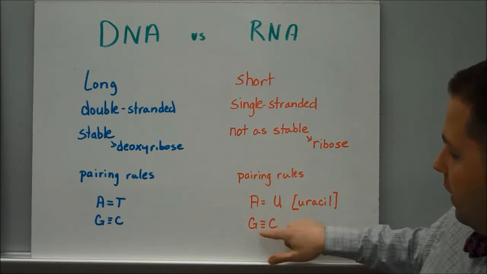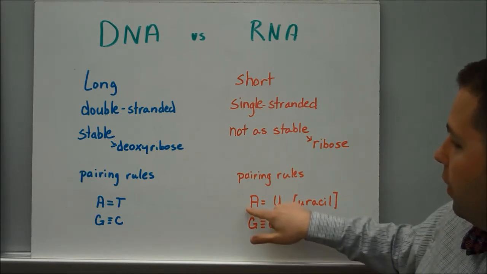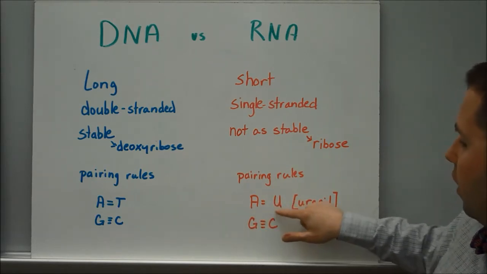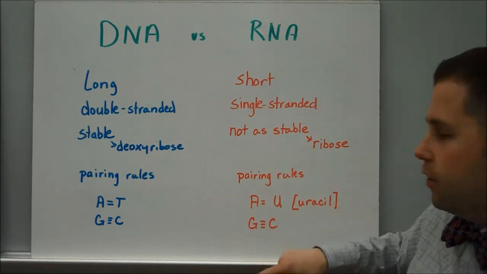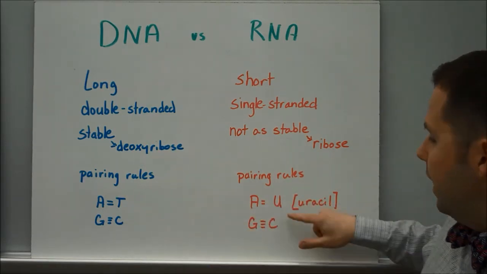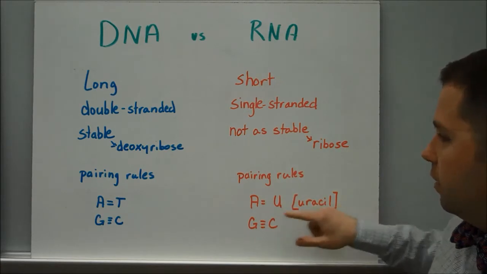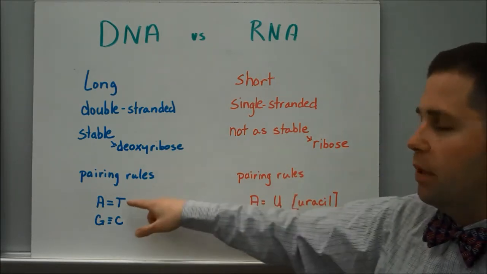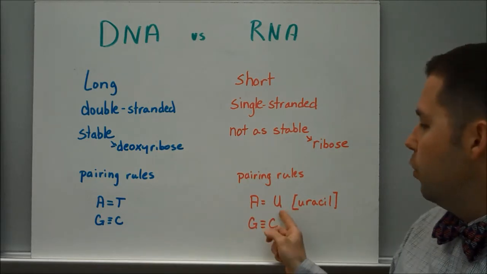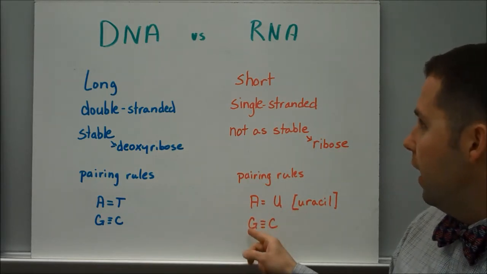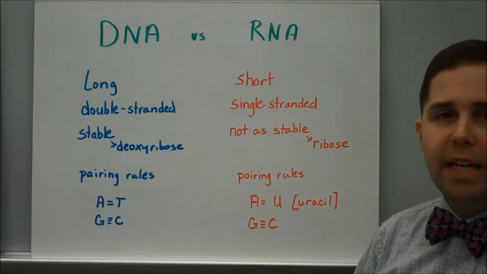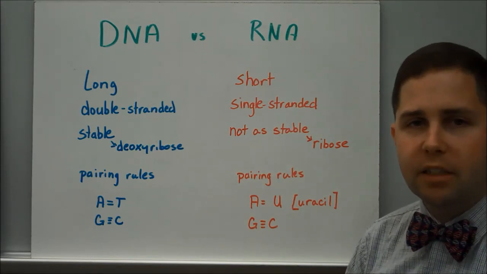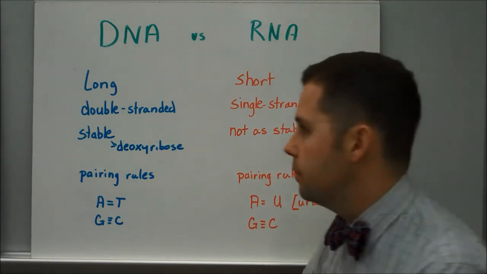You'll see that guanine to cytosine stays the same, but now adenine pairs with U for uracil. There's no thymine in RNA, there's just U for uracil. So when you're doing transcription and you see an A, instead of putting a T there, you're going to be putting a U there. So A goes with U and G goes with C. These are the major differences between DNA and RNA, especially those that are important to transcription.